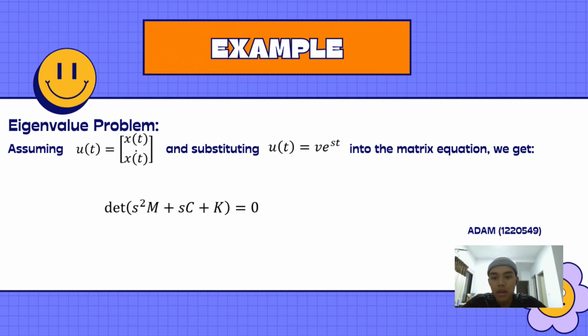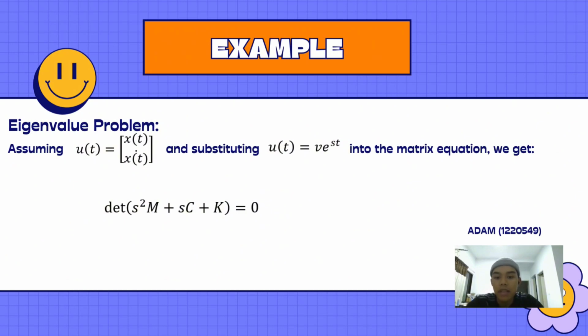The next one, when assuming u(t) equal to x(t), v(t), e to the power of st, and substituting it into the matrix equation, M d²u/dt² plus C du/dt plus K u equal to 0, we get the determinant of s²M plus sC plus K equal to 0. So, in this equation, this determinant is a characteristic equation derived from the matrix equation.